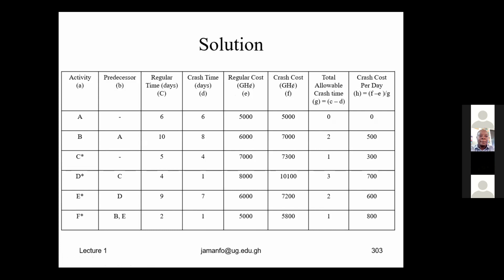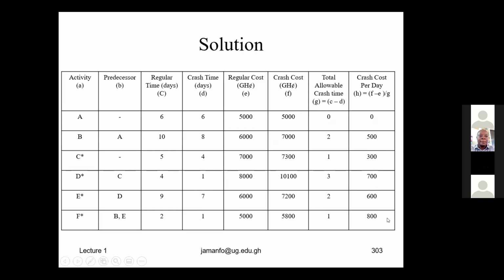And the rule also says that if we are crashing, because we want to speed up the work at the minimal cost, we should start with activities that have what in terms of cost? The lowest. We start with the lowest. So it will be a good idea to start with 300, and then we'll move on to 500, then to 600, then to 700, then to 800.